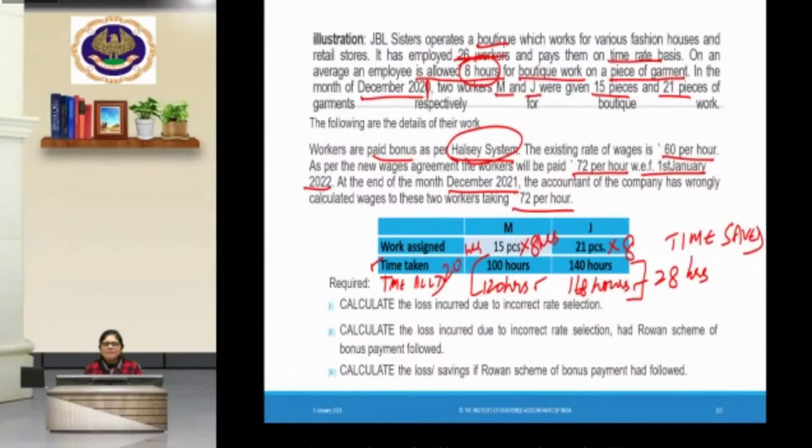Clear? Time taken is given. Time allowed you have to calculate because 8 hours per piece is given. So 15 pieces into 8 hours, 21 pieces into 8 hours. So time allowed we have calculated.